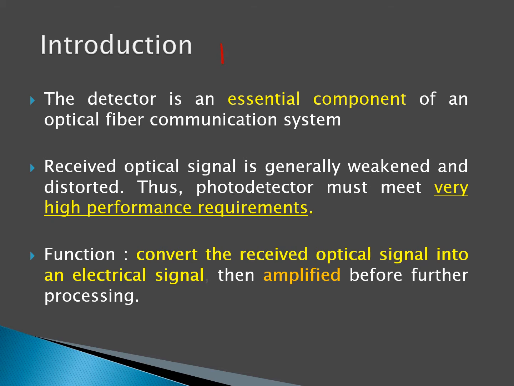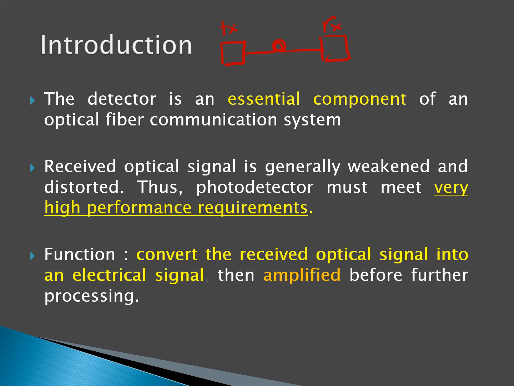Usually you will have the transmitter at the beginning of your optical fiber communication system. Your transmitter can be either a laser or an LED. And then you will have your fiber, either a single mode fiber or a multi-mode fiber. And then you will have your receiver. So this receiver is actually your detector.